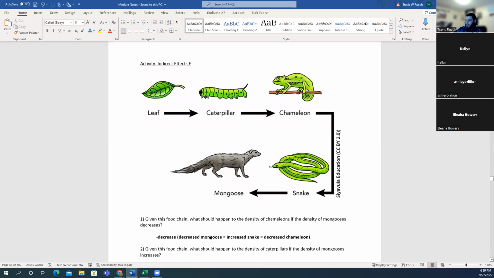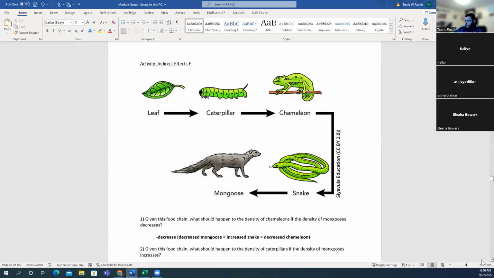And what about number 2? So what should happen to the density of caterpillars if the density of the mongoose increases? So we're going even further back, right? So we say the mongoose increases, what happens to the snake? The snake's density would decrease. And if the snake's density then decreases, what happens to the chameleon's density? The chameleon would increase. Yep, and if the chameleon increases, what would happen to the caterpillar's density? Decrease. Yeah, exactly, it decreases, which leads to less caterpillars.